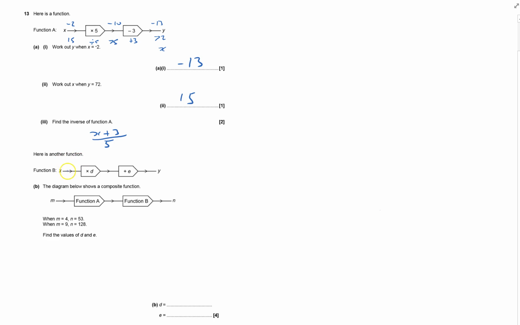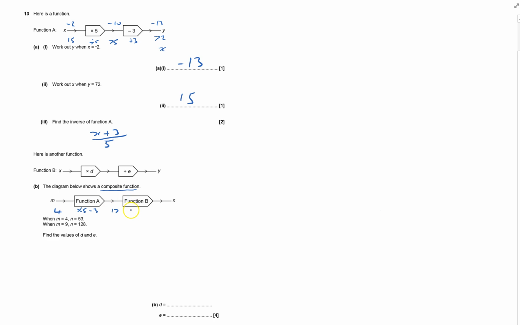And here's another function, function B is times by d and then add e. Right, we've got a composite function, we've got two functions together. We've got function A to start with and then function B. So when m is put in, function A is times by 5, subtract 3. If I put in 4, times by 5, 20, take away 3, out comes 17.